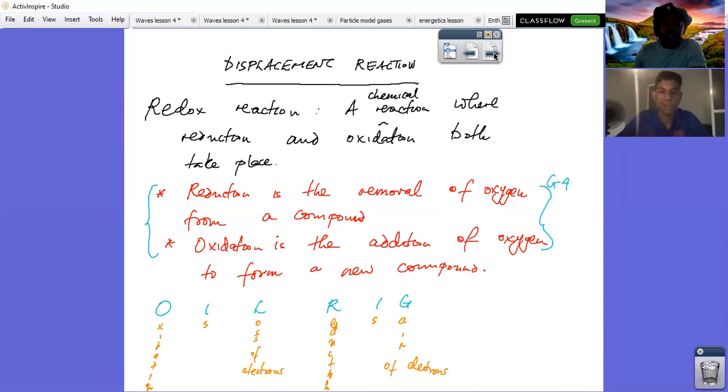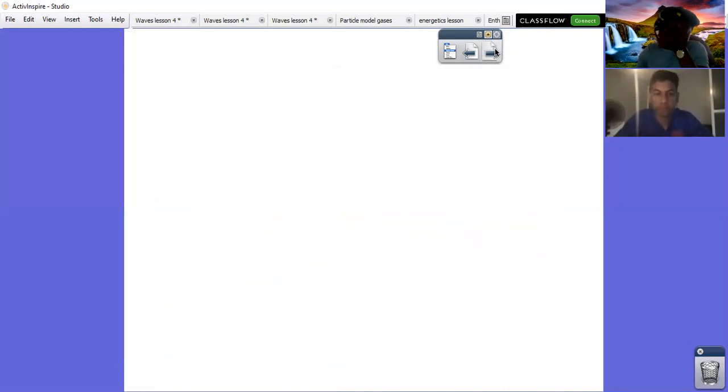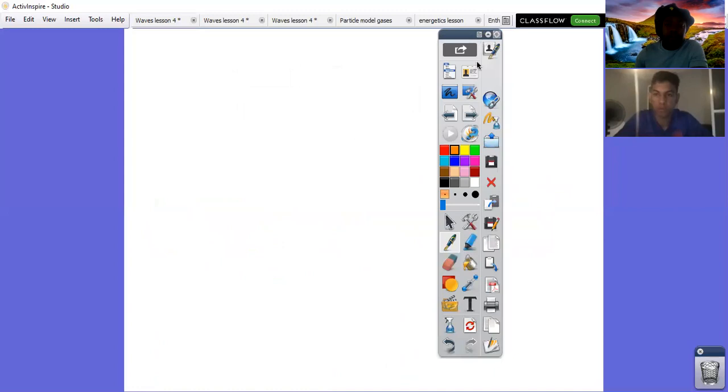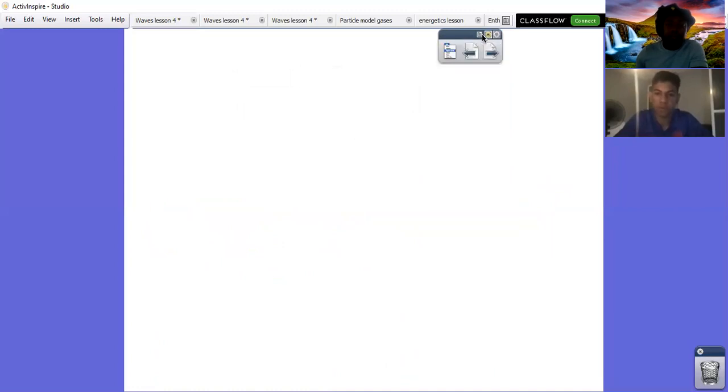Okay. So let's look at a simple reaction here, where we have aluminium reacting with iron oxide. Iron 3 oxide. What is iron 3 oxide? Whenever you see this, what does this mean? Any ideas?